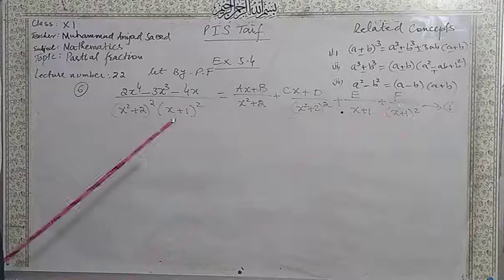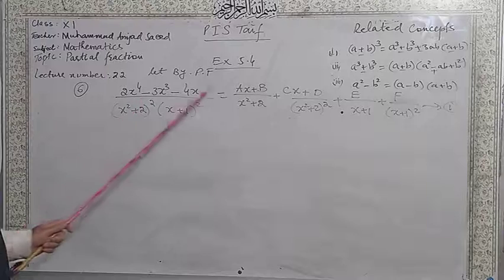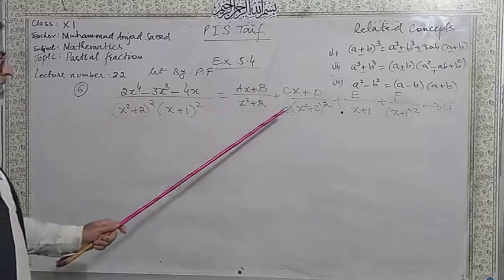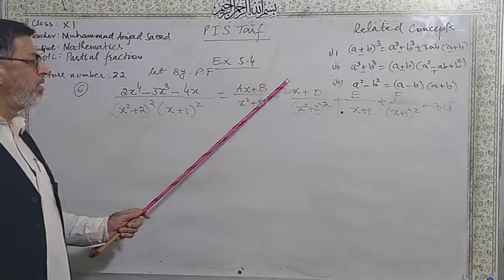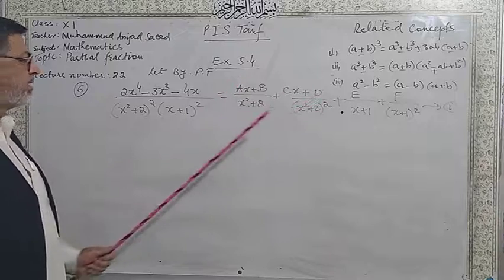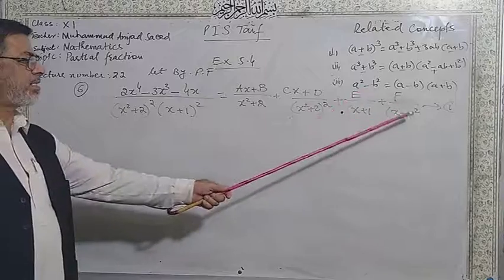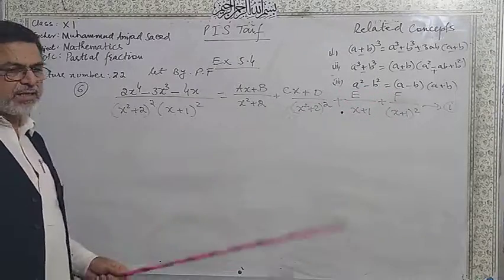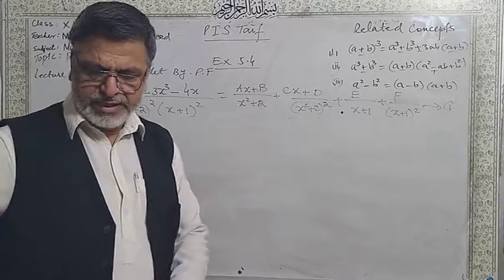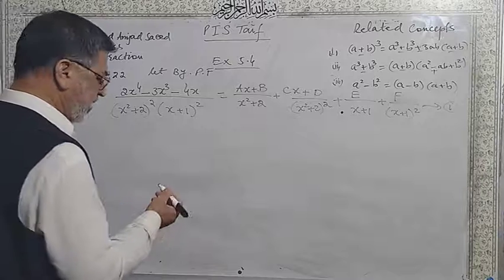Here you can see this is a quadratic factor and this is repeated. So that's why for the first power, ax + b, degree 2, 2 constants. Here the second one, degree 2, and again we have 2 constants, cx + d. This x + 1 is linear, 1 constant, and then for the second power we have another constant f. After that we can multiply both sides with the LCM.